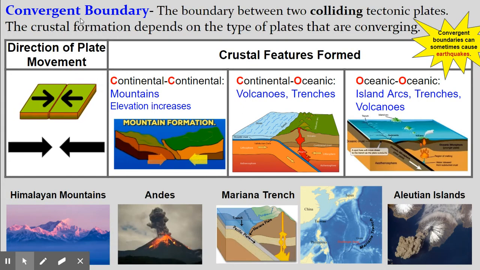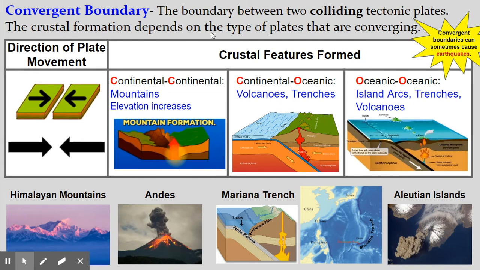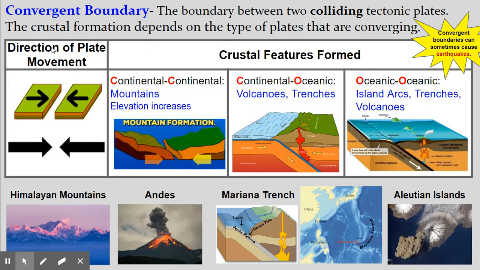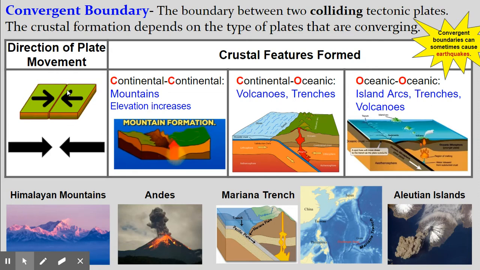The first boundary, convergent boundary, is the boundary between 2 colliding tectonic plates. The crustal formation depends on the type of plates that are converging. So this is the direction of the plate movement. Think of converging, coming together, or colliding.